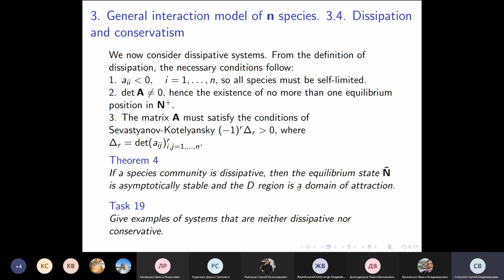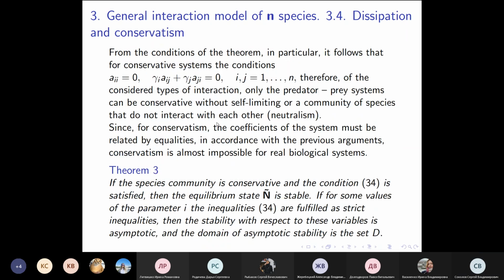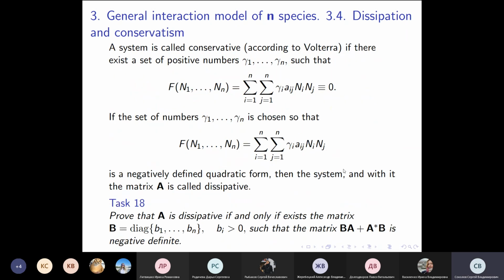So another question. Give me an example of a dissipative system. So this sum will be always negative. It must be something minus something squared, and it must be always negative. What about the matrix A_ij? Yeah, this is not trivial.